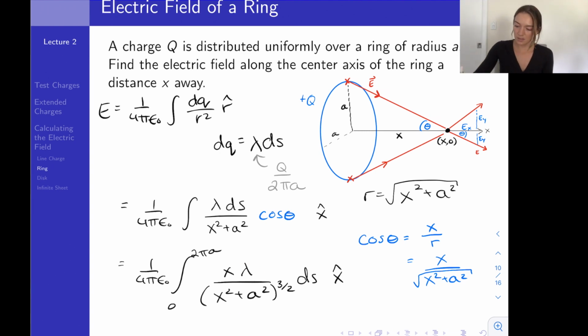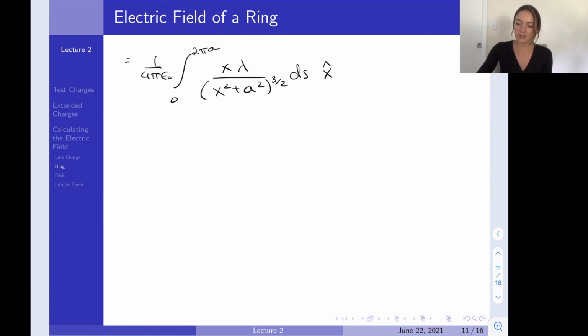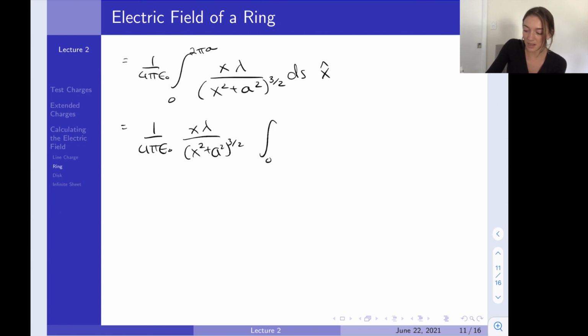Now you can see here, so let me just copy this, that our variable of integration is s, but there's nothing that depends on s in this integral. So everything in this integral is a constant, right? And there's really nothing to integrate. So I can pull all of this out of my integral and have 1 over 4 pi epsilon naught, x lambda over x squared plus a squared to the 3/2. And then I'm just integrating ds from 0 to 2 pi a. And what is that? Well, that's just 2 pi a.